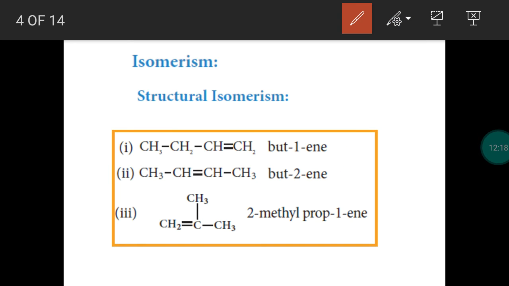Then we take the first and third compounds. The first compound is but-1-ene. The third compound is 2-methylprop-1-ene. What about the general formula?